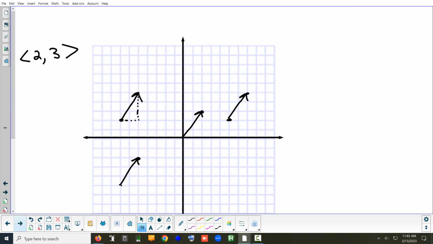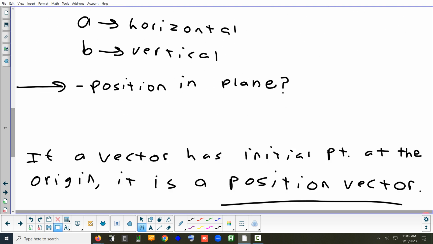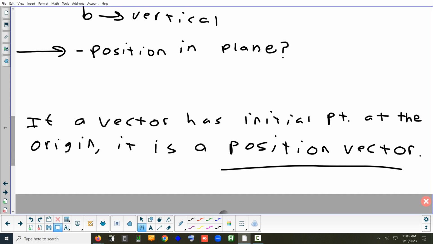But there is a common place we usually put it if we're given a choice. Where do you think the most common place to put it is? Origin. Right. The most common place to put it is having the initial point at the origin. And if you draw it with the initial point at the origin, that's called a position vector. So the initial point would have a coordinate of 0, 0.